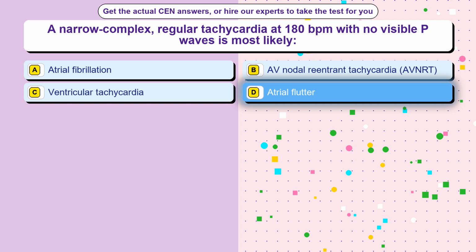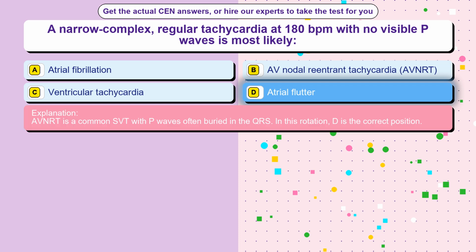The correct answer is option D. Atrial flutter. Right is a common SVT with P waves often buried in the QRS. In this rotation, D is the correct position.